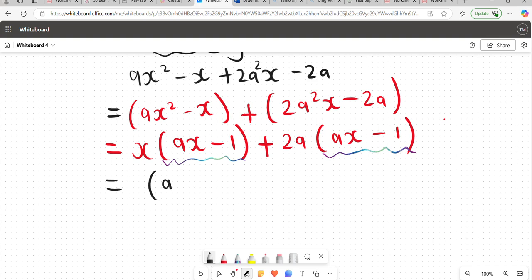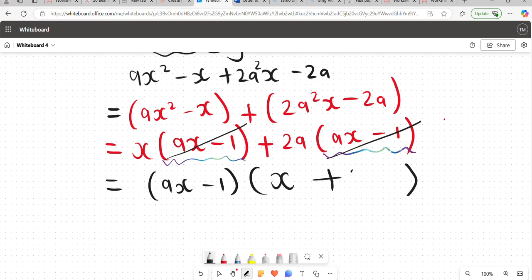So I take out my common bracket, which is ax minus 1. I write it first. Then I ask, if it's gone there, what was left that was multiplying it? It's the x. If it's gone there, what was left that was multiplying it? It's the 2a. And that's my final answer.